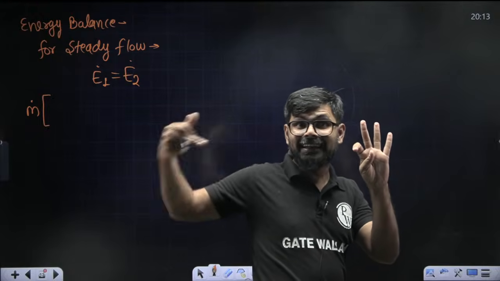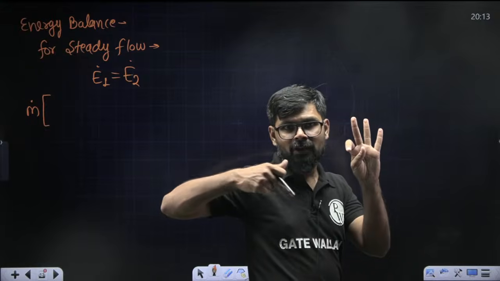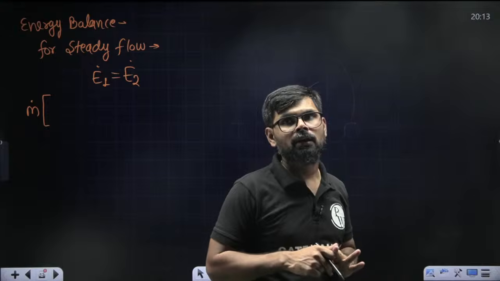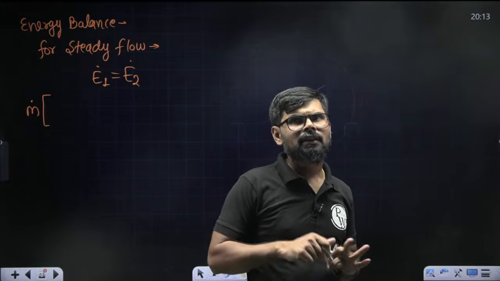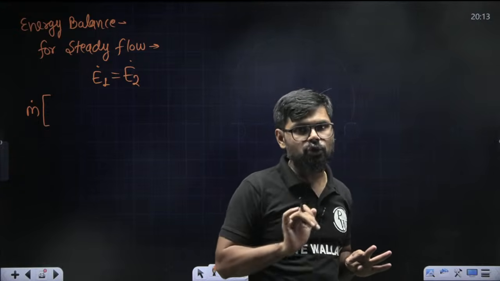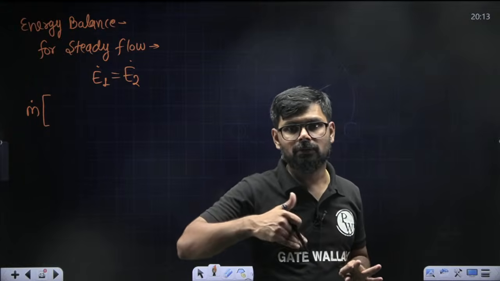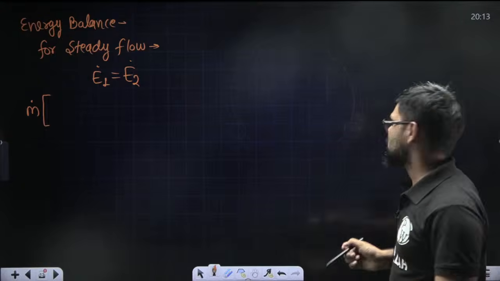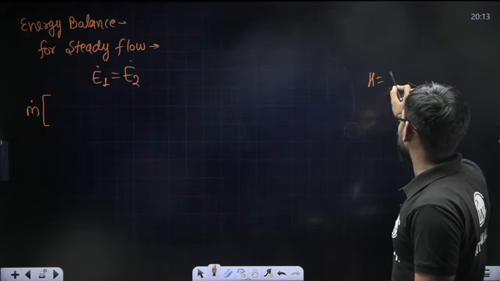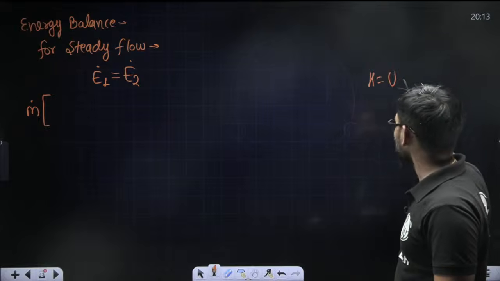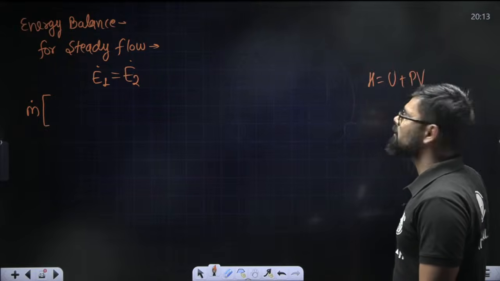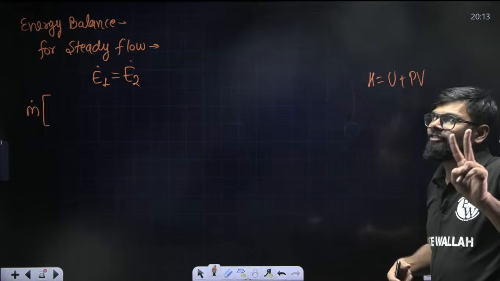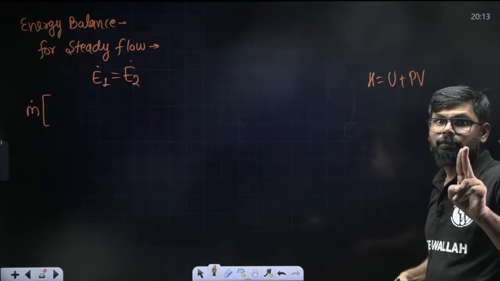Plus, when I entered, my dear student friends, flow work is also involved, right? So internal energy plus flow work is enthalpy. Yesterday I told you, when I am entering, internal energy is there plus flow work, that is PV. PV is basically flow work. So by combining these two, it becomes enthalpy.